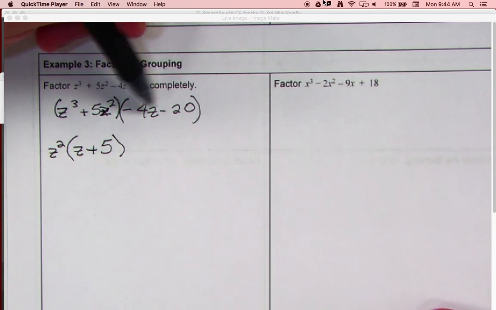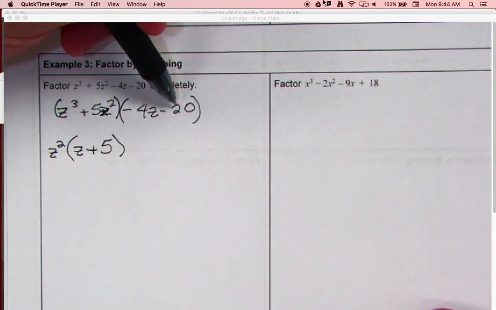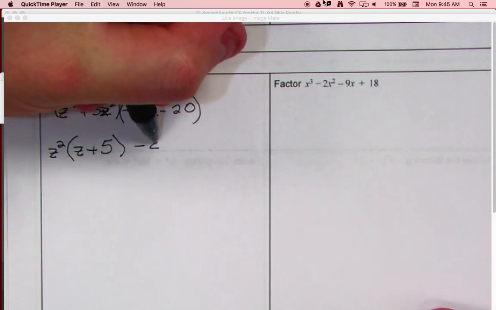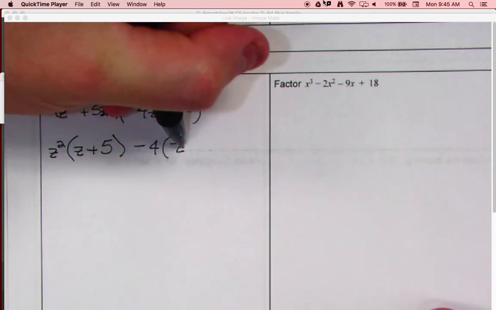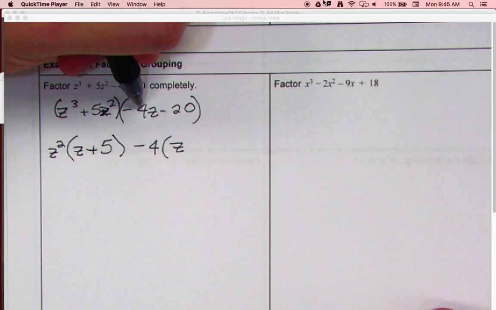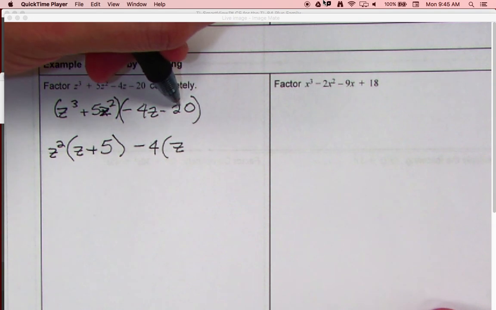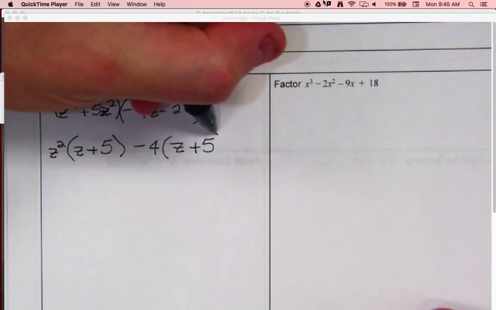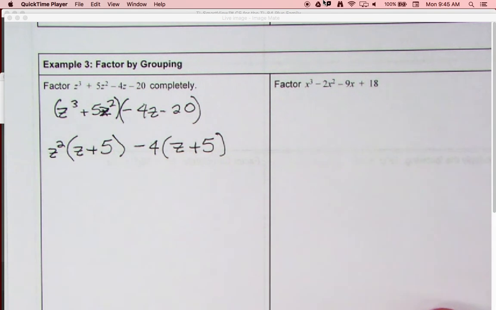In this second one, notice this is negative 4z and negative 20. Both of those are divisible by negative 4, so I can factor out a negative 4. And I have z when I factor a negative 4 out of here. But notice when I factor out a negative 4 from negative 20, that takes care of the negative, and I have z plus 5. Okay? So that's the second step, factor each pair.